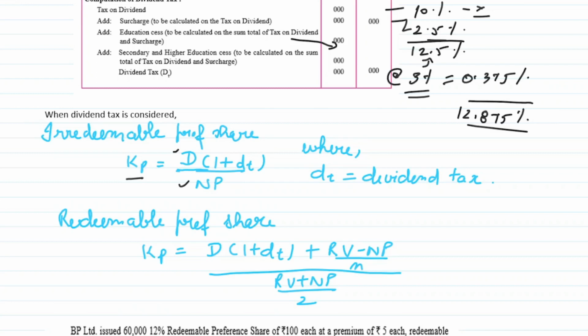Usually the formula is KP equal to D plus (RB minus NP) by N, whole divided by (RB plus NP) by 2. But if a dividend tax component is given, in that case you are supposed to add the dividend tax component to the dividend part. So it becomes D into (1 plus DT) plus (RB minus NP) by N, that is redeemable value minus net proceeds divided by N, whole divided by (RB plus NP) by 2.